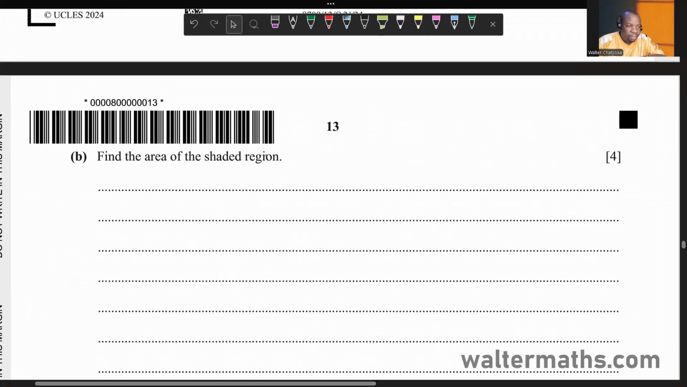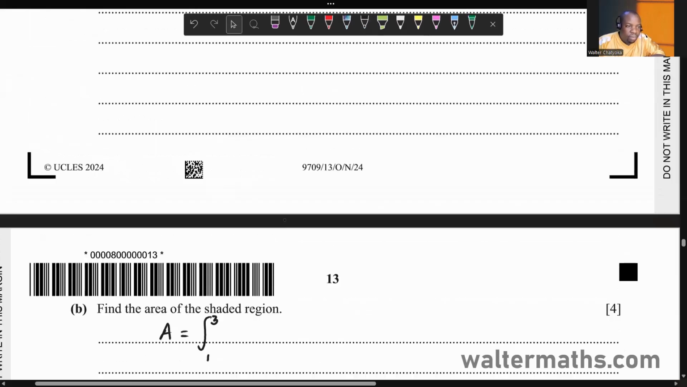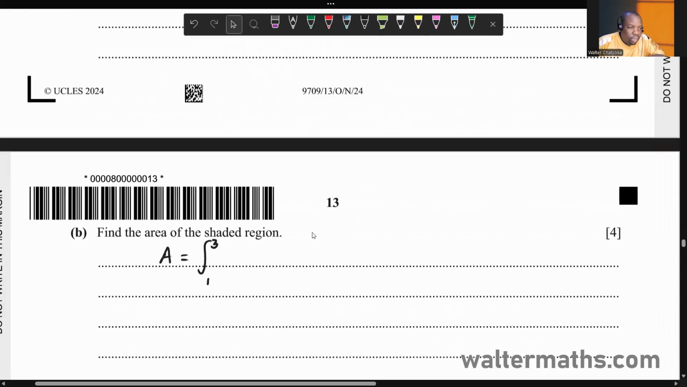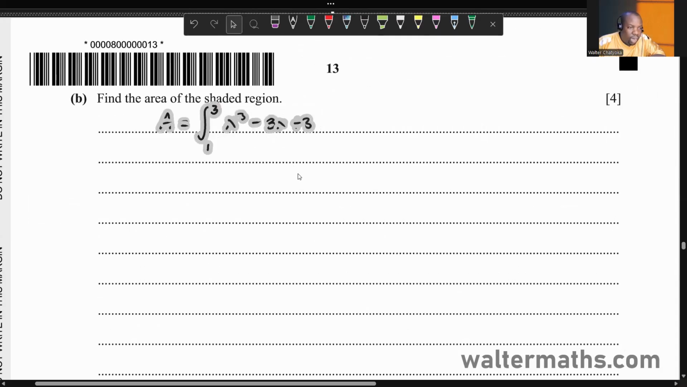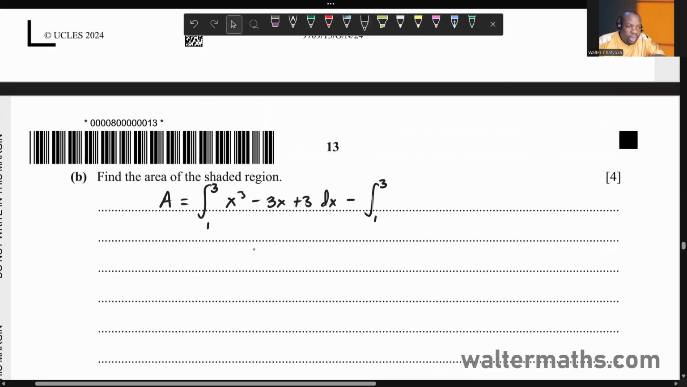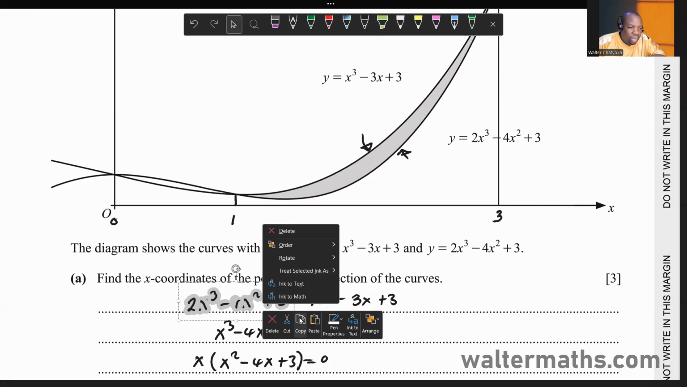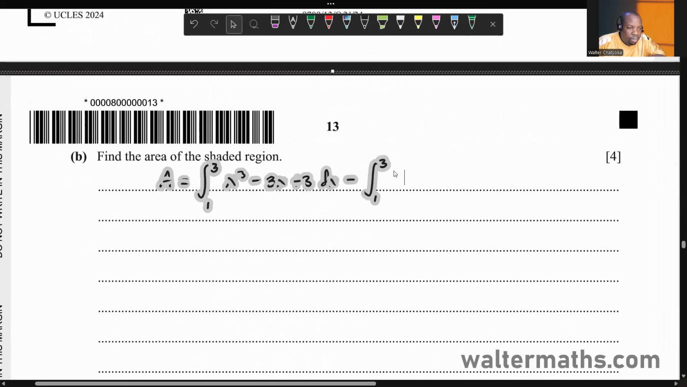So I'll say here, for the area, we'll do the integral from 1 up to 3. And for the first curve, that's x cubed minus 3x plus 3. So let's make use of that. I'll paste it down here. And that's with respect to x, and that's going to be minus the integral from 1 up to 3. And for the other one, it's the 2x cubed minus 4x squared plus 3. So I'm going to put it here. That's with respect to x.